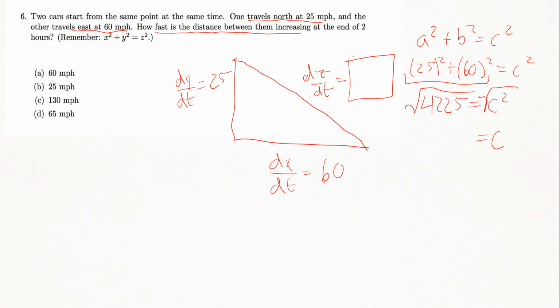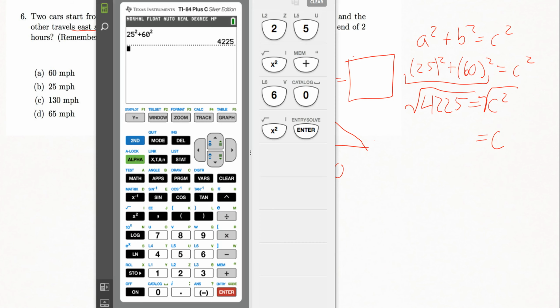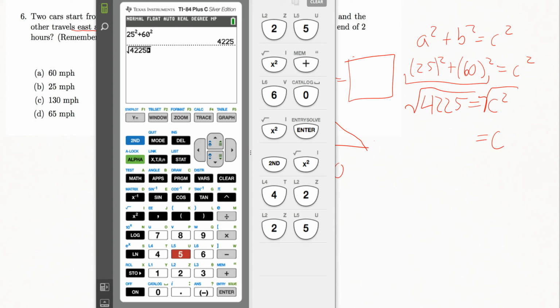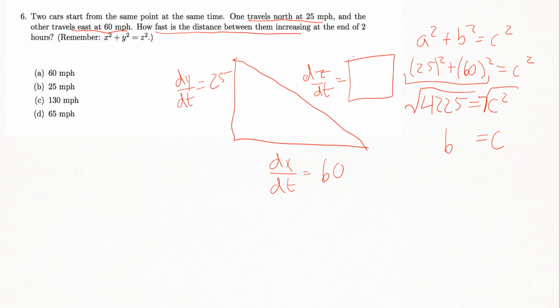So c is equal to, and then again pull up the calculator and take the square root of the answer we just got. So 4,225, and hit enter. And out of there we get 65. So our c value, our dz/dt, is going to be 65 in this situation.